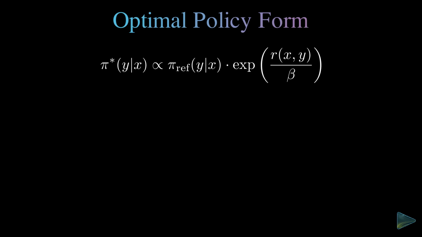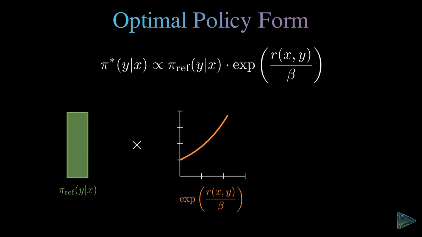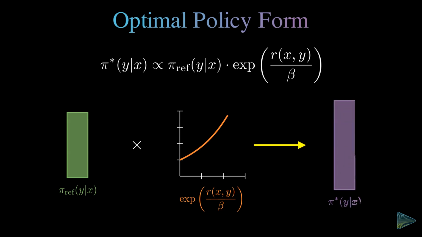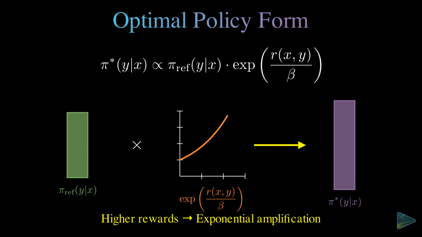Now we arrive at a beautiful mathematical relationship in KL-constrained reinforcement learning. When we solve the optimization problem of maximizing expected reward while keeping KL divergence bounded, the optimal policy has a specific, elegant form. The optimal policy is proportional to the reference policy times the exponential of the reward divided by beta. Visually, we start with the reference policy, multiply it by this exponential weighting factor based on the reward, and get the optimal policy. Completions with higher rewards get exponentially amplified.